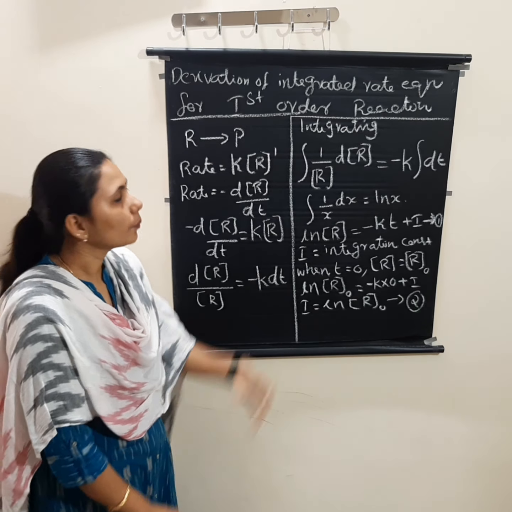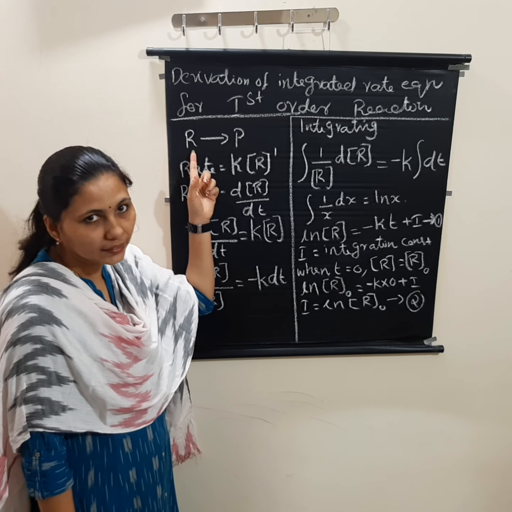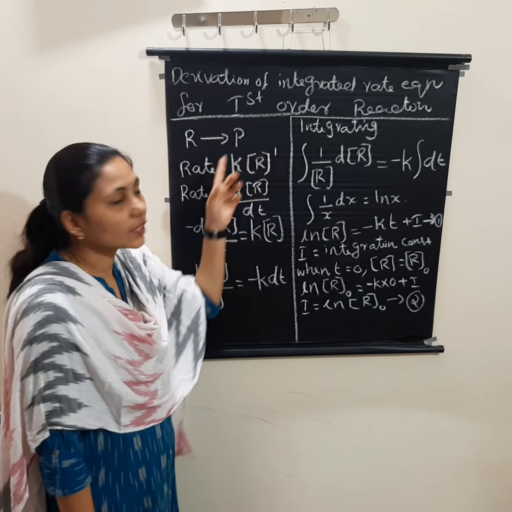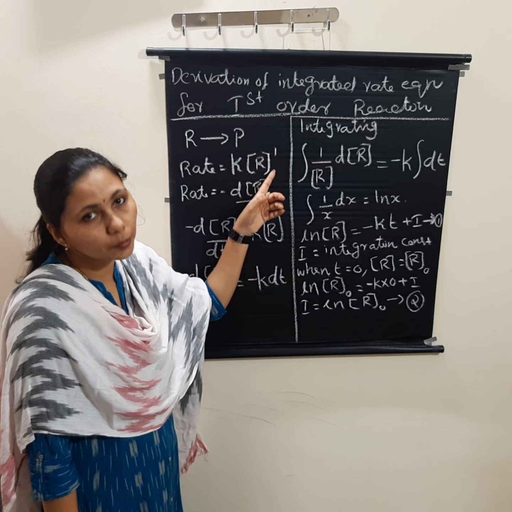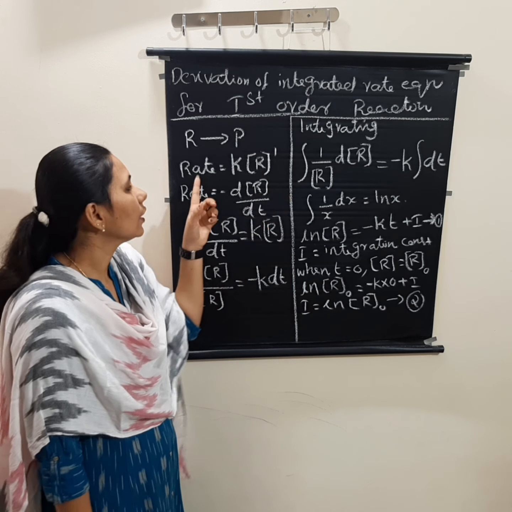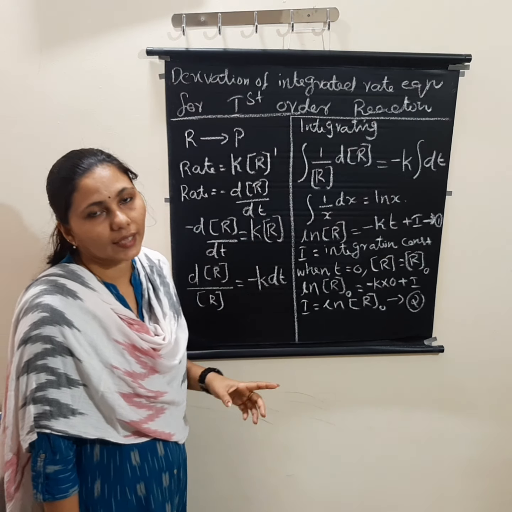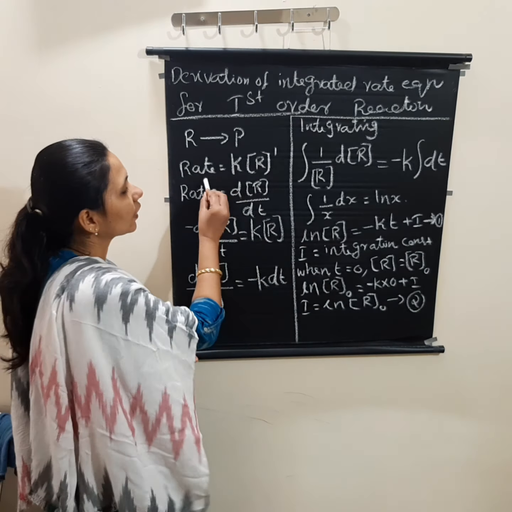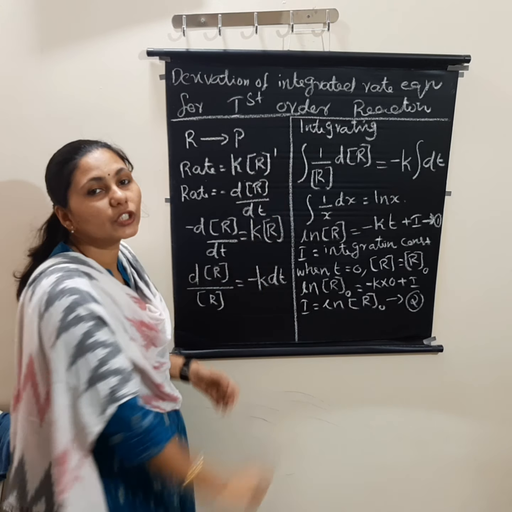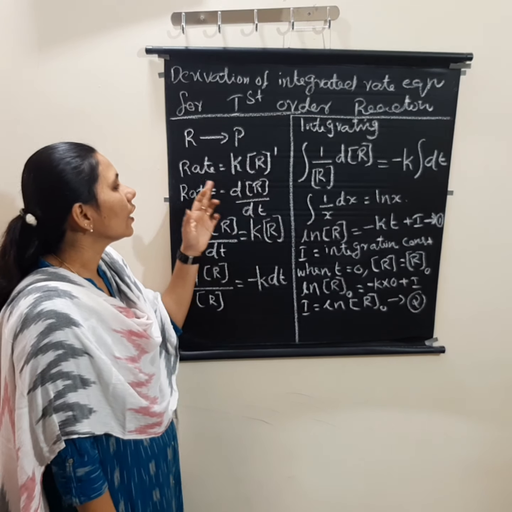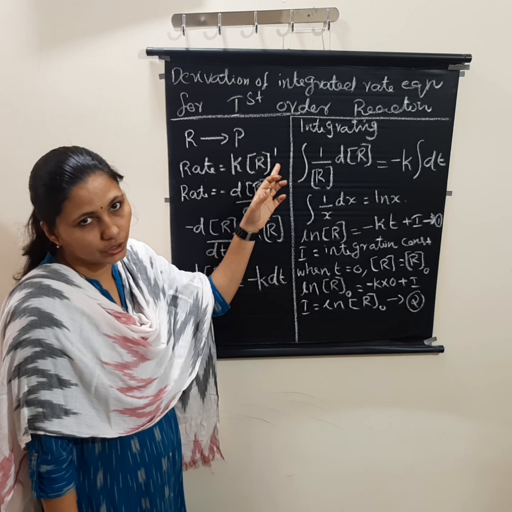So now consider a reaction R gives P. R means what? Reactant gives product. So it is a first order reaction, so the rate is proportional to the first power of the concentration of the reactant. In a zero order reaction, the rate is directly proportional to the zero power of which one? The concentration of the reactant. Here the rate is proportional to the first power of the concentration of the reactant.